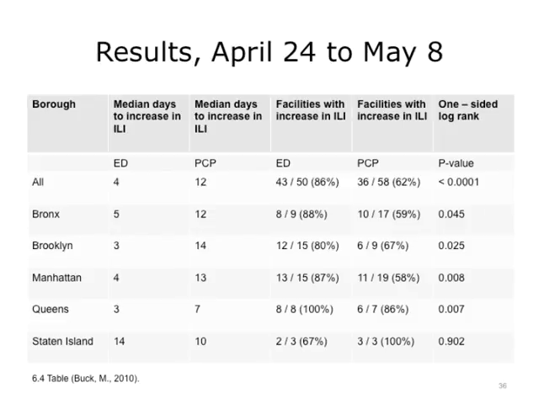The log rank test was highly significant, p less than 1/100,000th, meaning that the increase in ILI experienced by the EDs was statistically significantly earlier than that at the primary care practices. You can see that the pattern is similar for the Bronx, Brooklyn, Manhattan, and Queens, with the EDs experiencing an increase before the primary care practices. Staten Island did not follow the same pattern, but this is at least partly because there were fewer facilities in the borough.